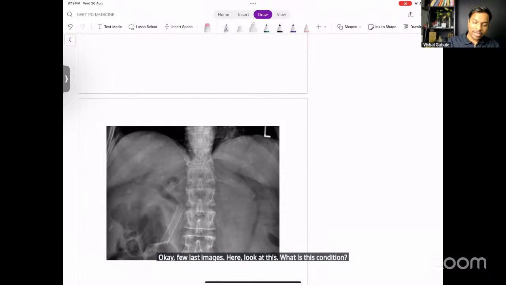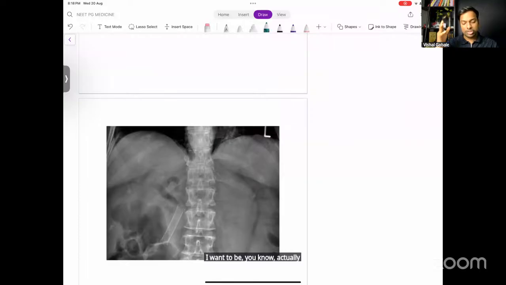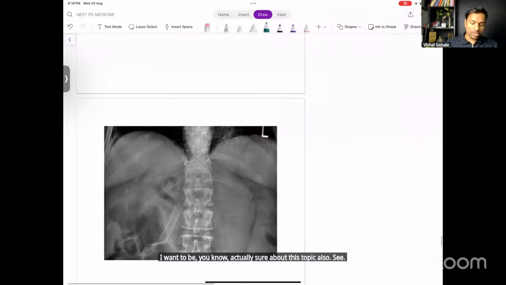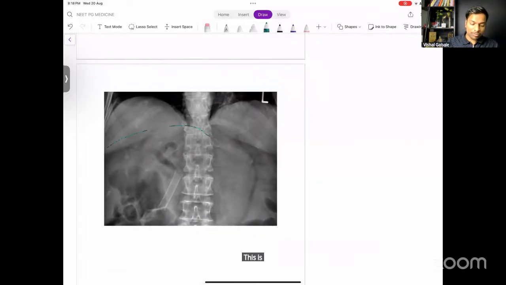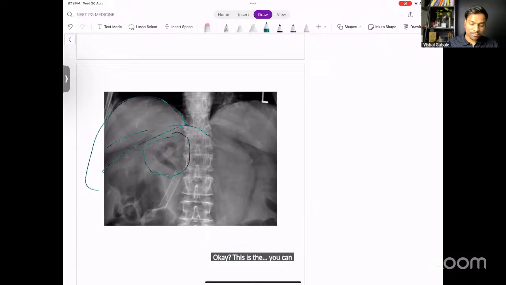See, there is an air shadow over here. We rarely see this kind of X-ray, but if you are attending this class, I want you to be sure about this topic also. See, first of all, what is this? This is the diaphragm shadow, and obviously this will be your liver shadow also. You can see the biliary tract, gallbladder. This is how the liver is, right?